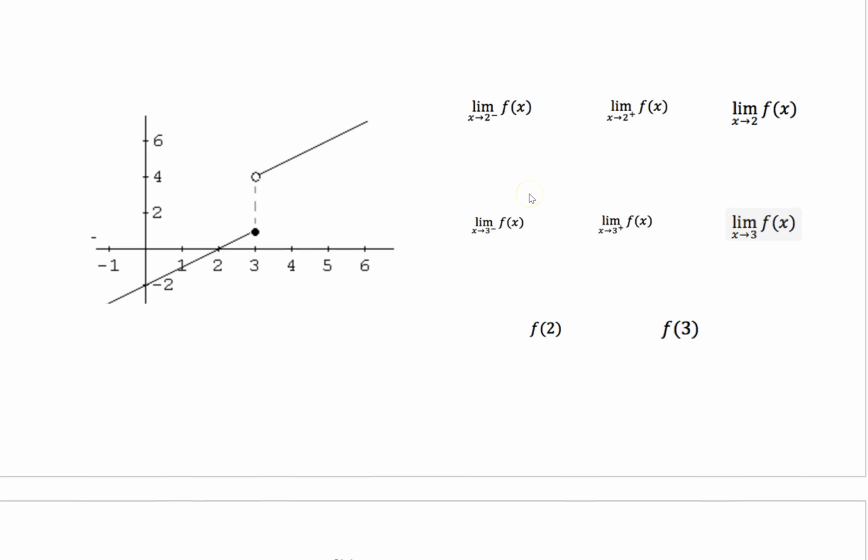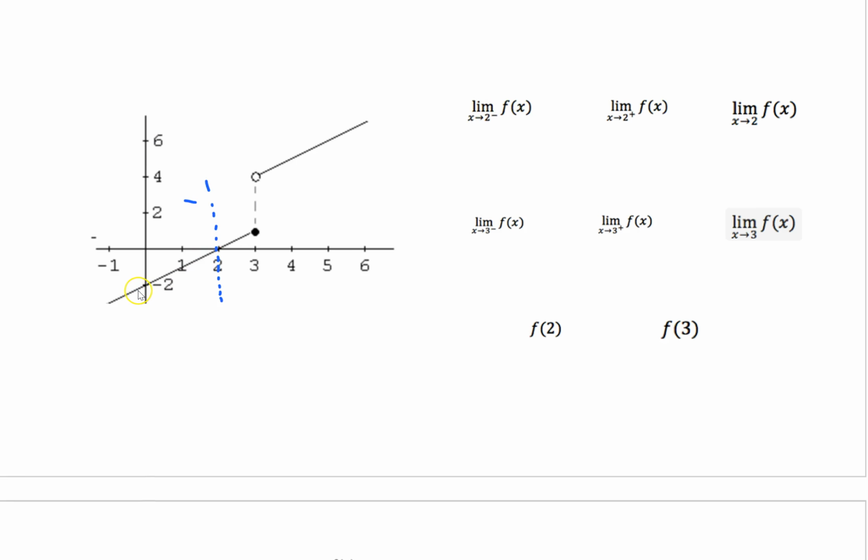So let's look at this one. Let's do the same idea. All right, let's look at 2. So we're going to 2 from the left, 2 from the right, and 2. So here's 2 on my x. I started off pretty good. The limit as x approaches 2 from the left. So remember, we're going from the left side.